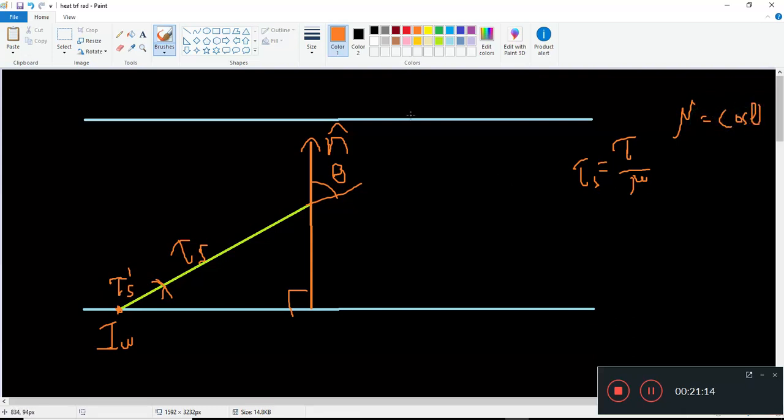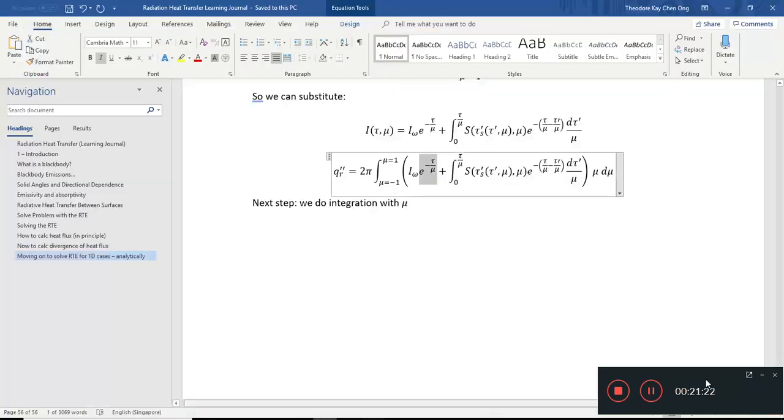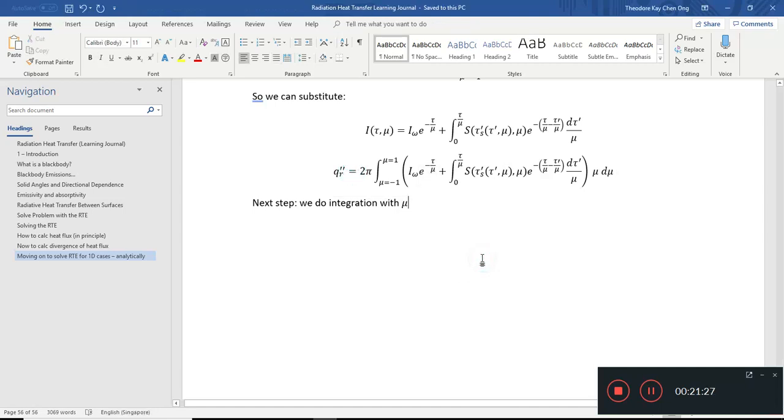Pardon me, I'm just using the mouse there to write. Hopefully it's legible. Okay, that's not a problem, right?